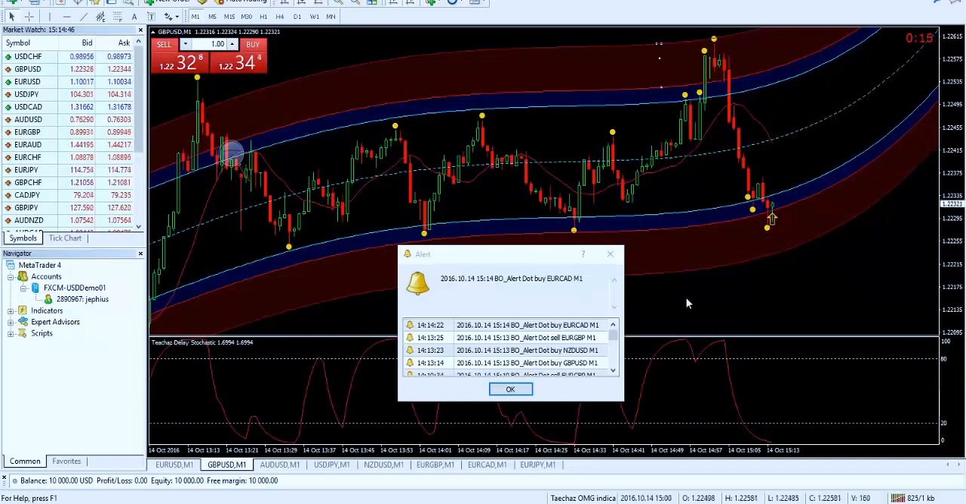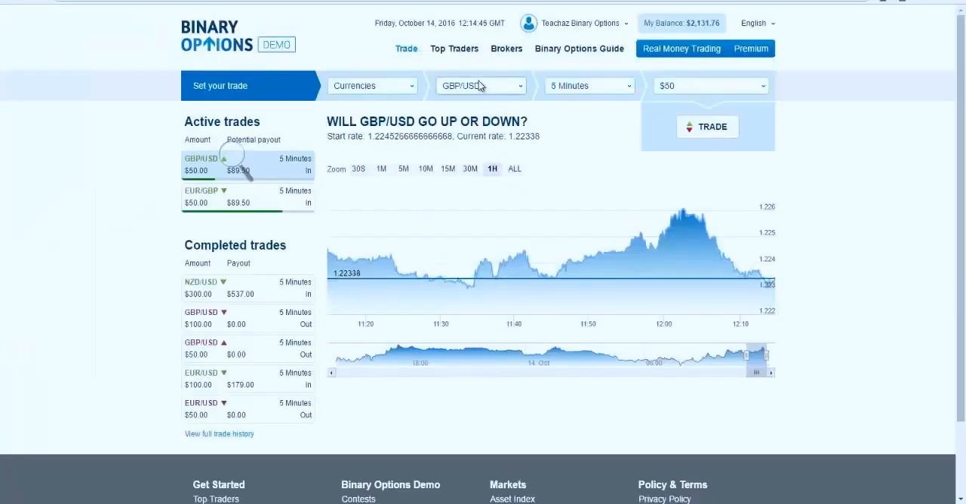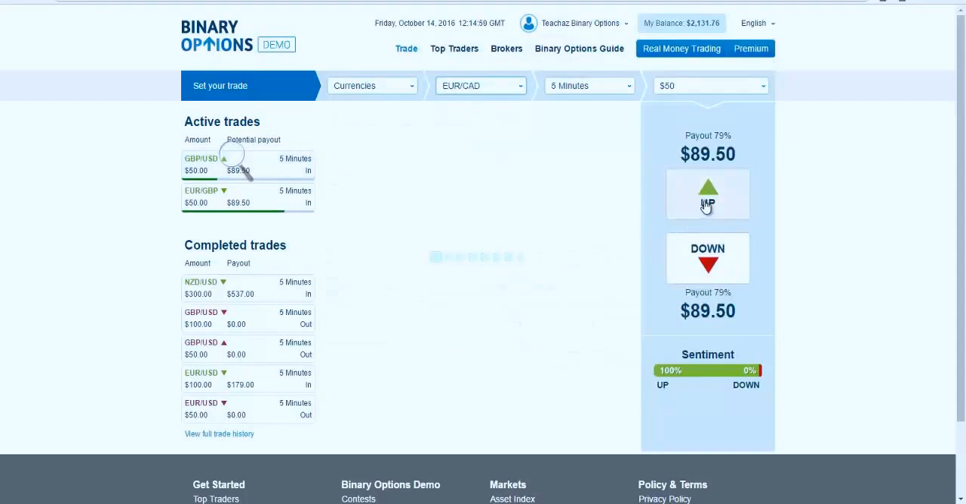So like I was saying, guys, these signals are very accurate. This is another trade. Let me quickly just take this trade as well. So far I have like 3 trades going.